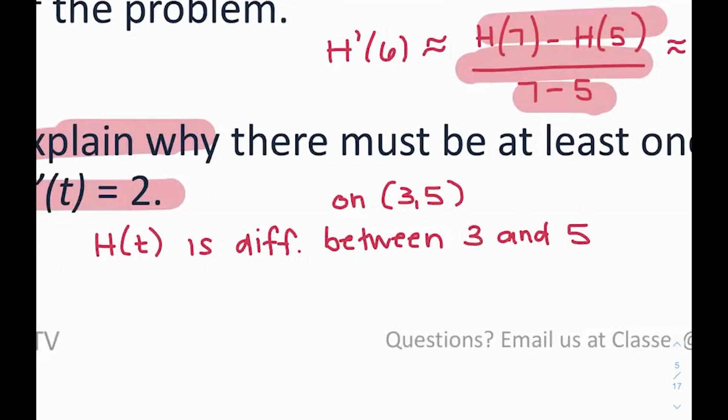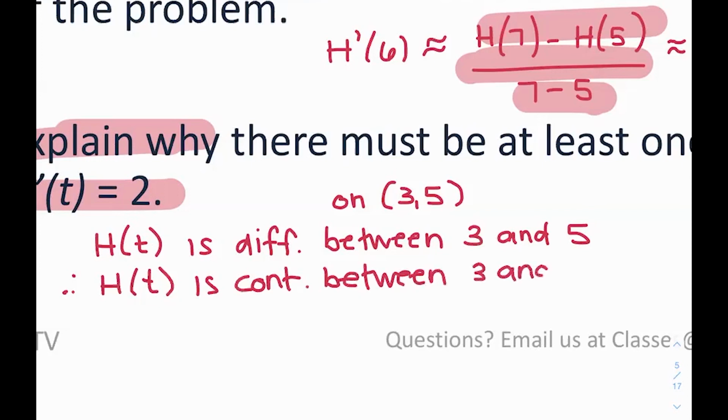We just need to make sure that we're clear about what we're saying and make sure that we have all of the parts of the question there. So h of t is differentiable between 3 and 5. Therefore, h of t is continuous between 3 and 5. Again, differentiability implies continuity, not the other way around, but if we know that a function is differentiable, we know that it's continuous.